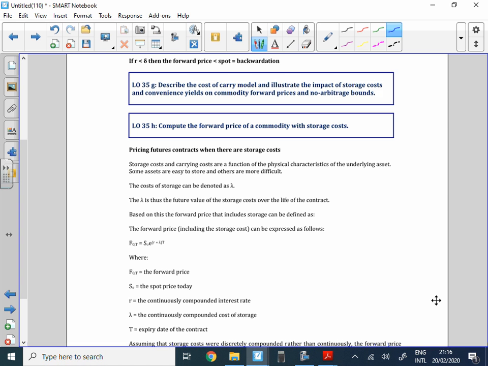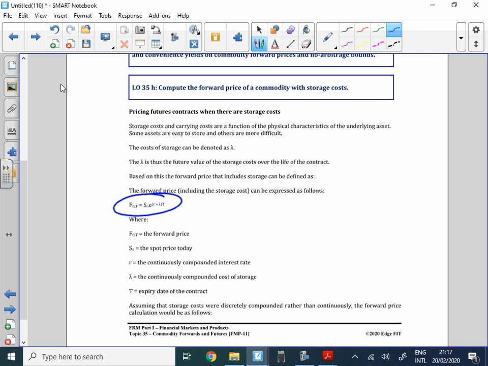Look at this formula. What does this formula tell you, guys? F0T is equal to the spot price, e to the power of R plus lambda, times T. Lambda is the storage cost. You happy why I'm adding the storage costs to the R? Have you seen that once? Have you seen it a million times? I'm not spending time on that. Okay, good.